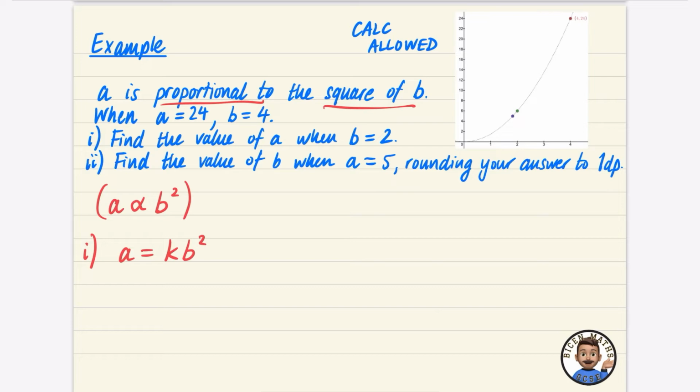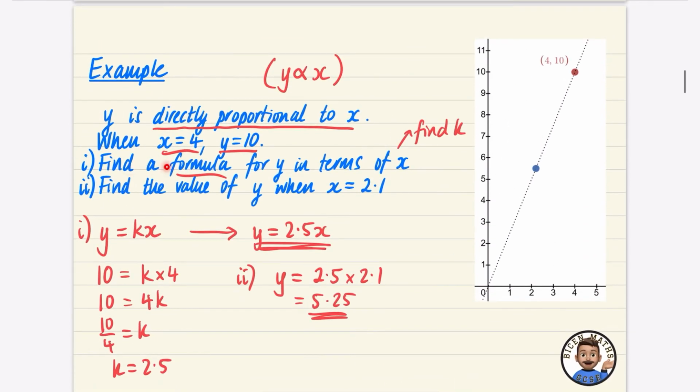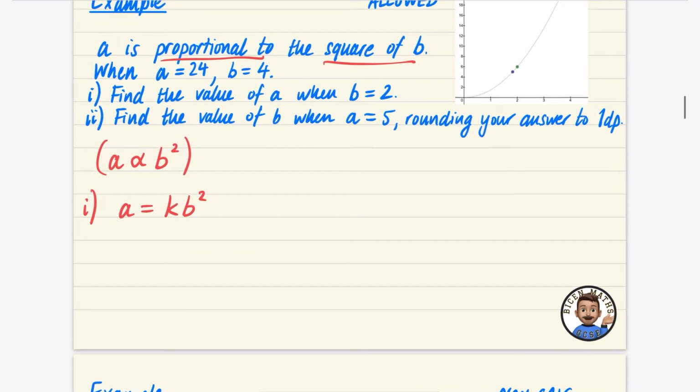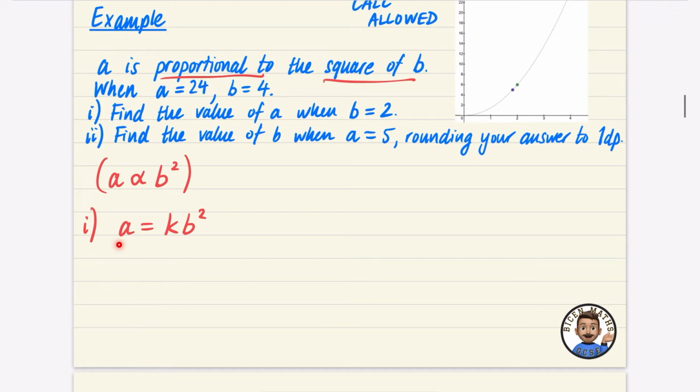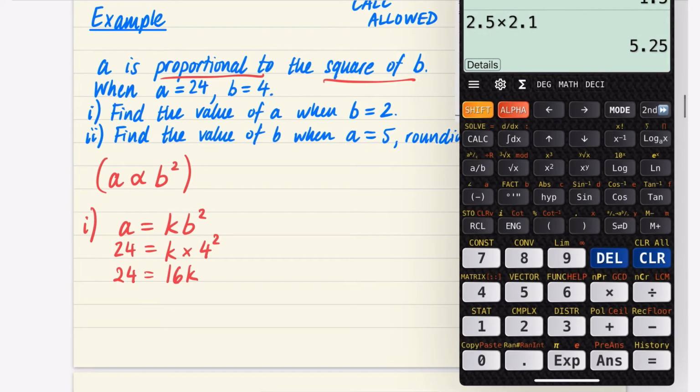Now we're going to do the same thing as before. We are going to find out what k is equal to, and we're then going to use it to answer these questions. Now you'll notice it doesn't say, like this one did, find a formula for y in terms of x, but we're always going to do that. We're always going to find out what k is equal to. So it says when a is equal to 24, so I'm going to substitute a as 24, it says that b is equal to 4, so that's k multiplied by 4 squared. So that's 24 equals, 4 squared is 16, so that is 16k. Now I'm going to do 24 divided by 16, and that is 1.5. So I get that k is equal to 1.5.